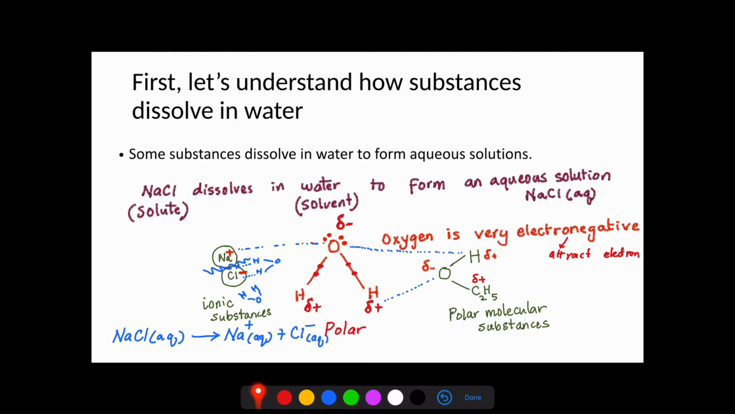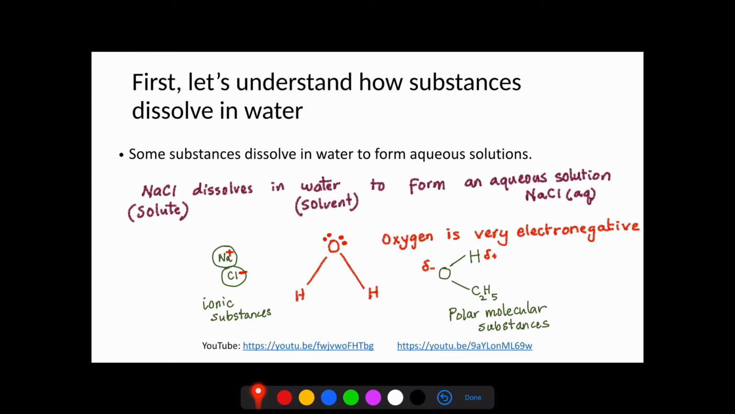Both ionic and polar substances dissolve because both can interact with water. But there's a key difference in how they dissolve. Ionic substances split apart into ions. Polar substances dissolve without splitting apart into ions. So when ethanol dissolves, it's not going to split into carbons, hydrogens, and oxygens. No, we don't get ions like we get here. You can see that in this animation.